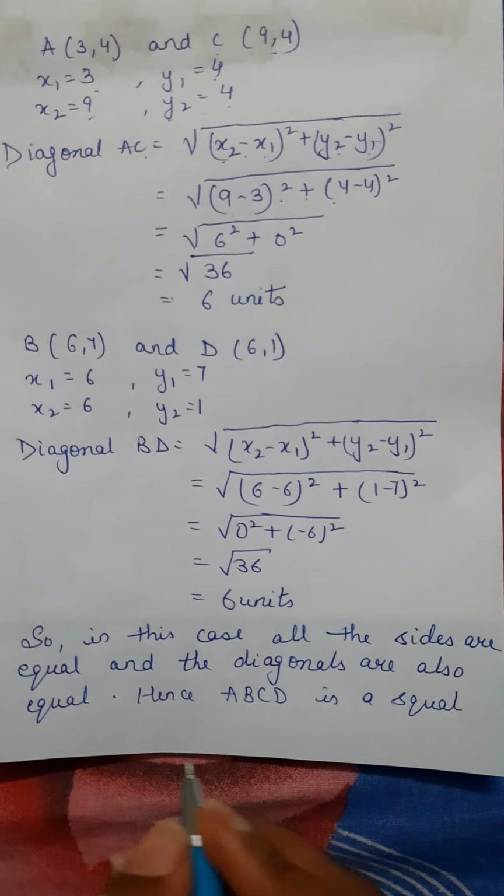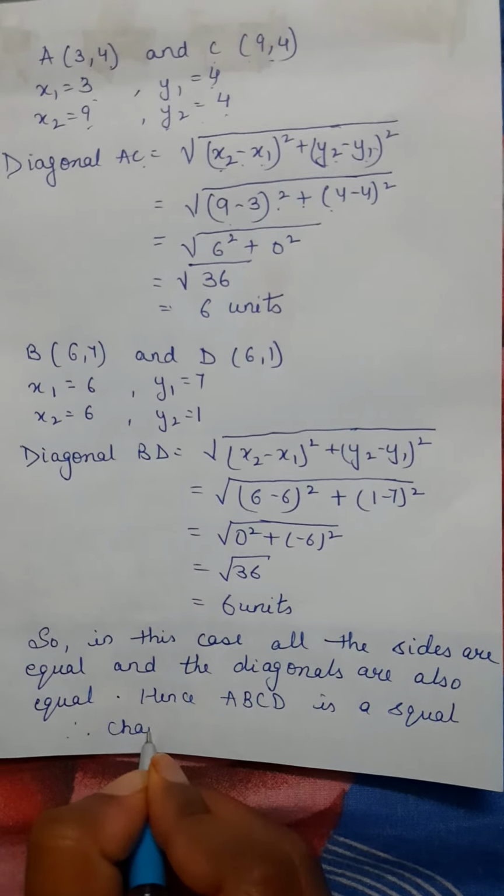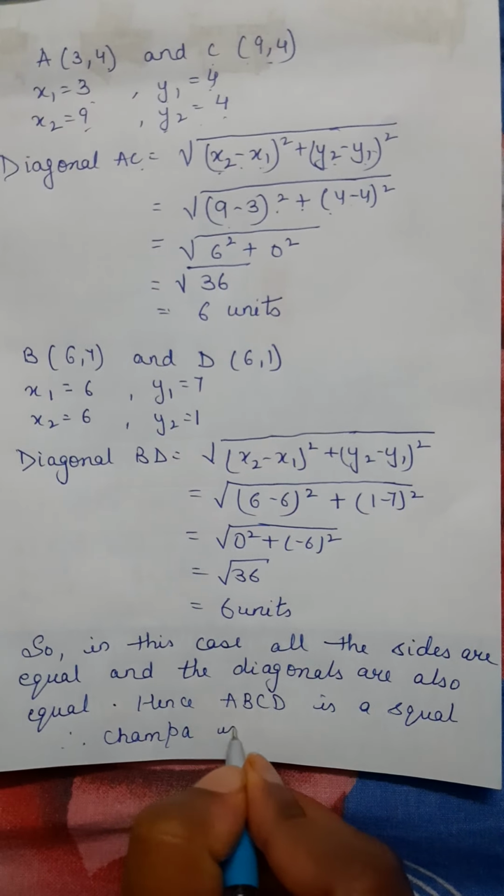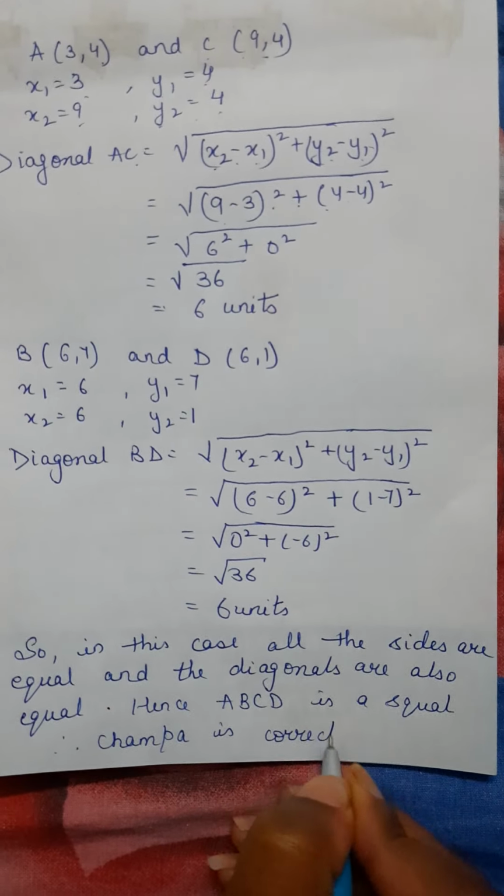So, who is correct? चंपा और चमेली. Therefore, चंपा is correct because चंपा को लग रहा था कि they are seated in a square.